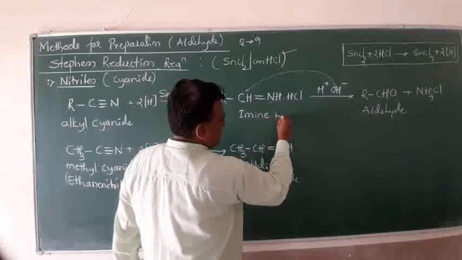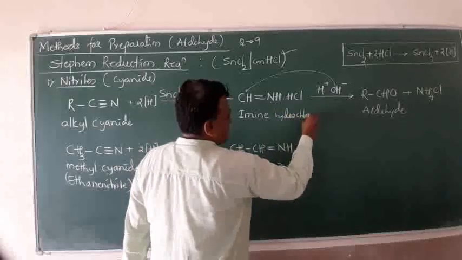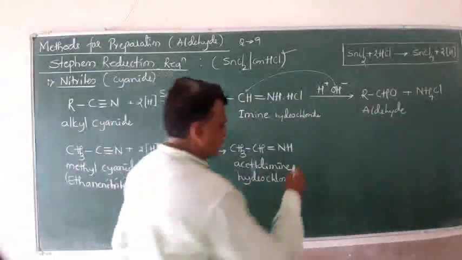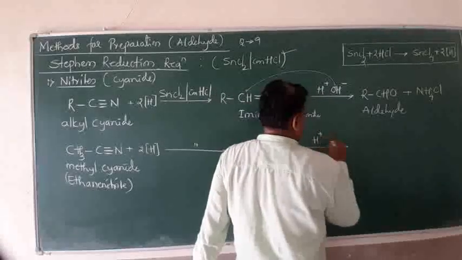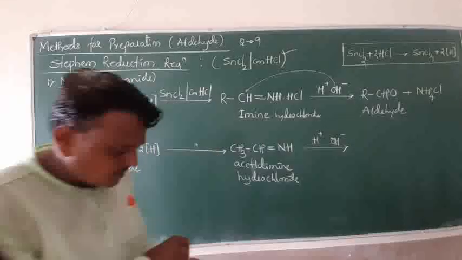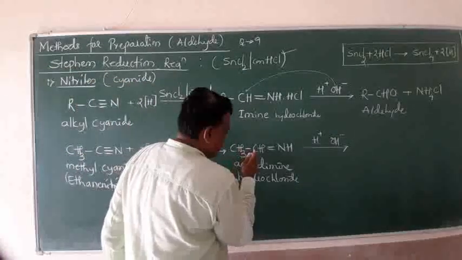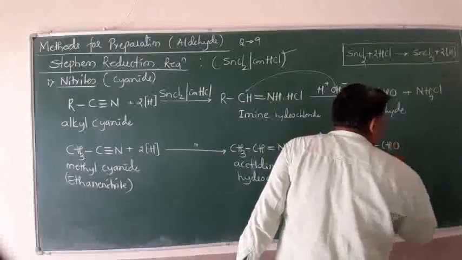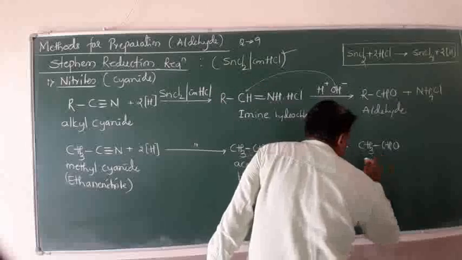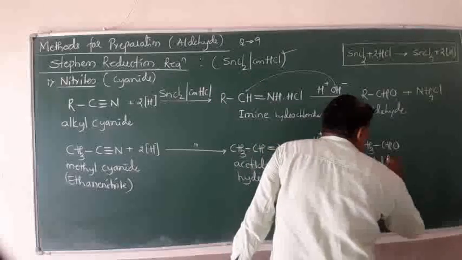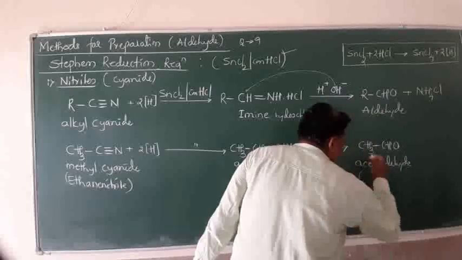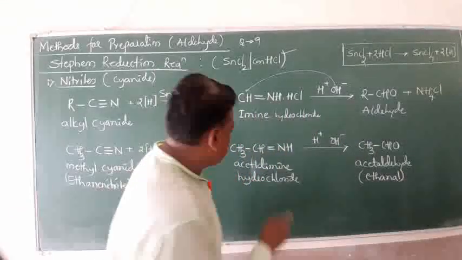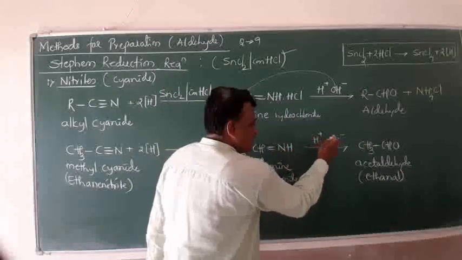This is imine hydrochloride because it is in the form of a salt. Acetaldimine hydrochloride, and then I think all of you know, it undergoes acid hydrolysis with H plus and OH. You can try yourself: CH3CH and this oxygen. The name of this compound is CH3CHO. Already you know this is your two carbon acetaldehyde. What about IUPAC? Two carbon ethane, ending with al, ethanal.